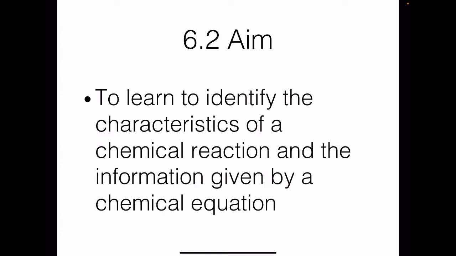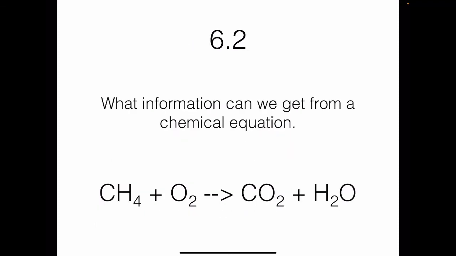In our next section, our aim is to learn to identify the characteristics of a chemical reaction and the information given by a chemical equation. So again, this just goes a little deeper into reading through a statement and trying to figure out the parts of that statement, what they mean, and how they're going to be compiled in a chemical equation. So in what order to write them down in, what the different symbols mean, and how to transform that from a statement to an actual equation.